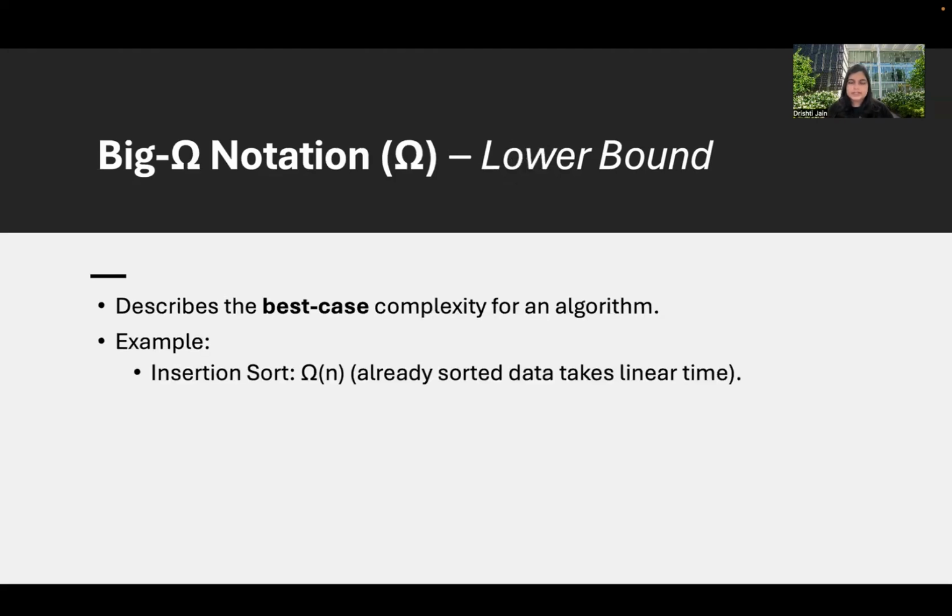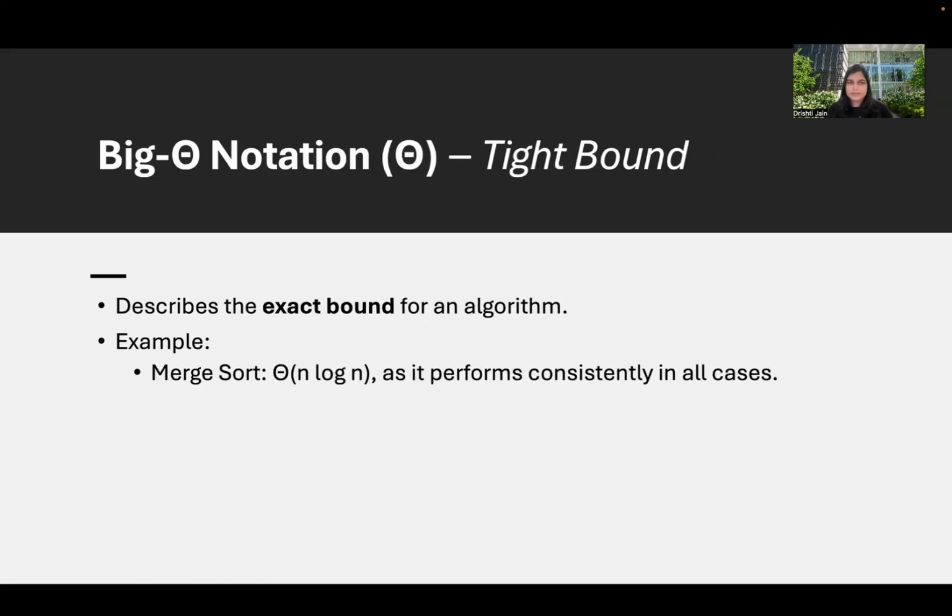Now, the next is the lower bound. It helps you identify the best case complexity for an algorithm. For example, for insertion sort, it will consider already sorted data, and it takes linear time. The third one, which is pretty popular as well, is the tight bound. In this notation, you want to describe the exact bound for an algorithm. For example, it is n log n for merge sort, as it performs consistently in all cases.